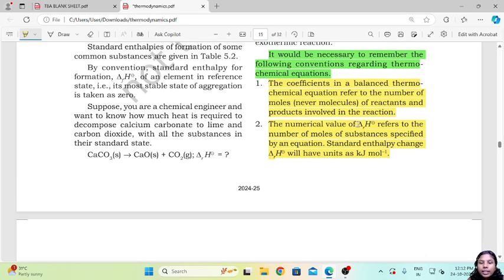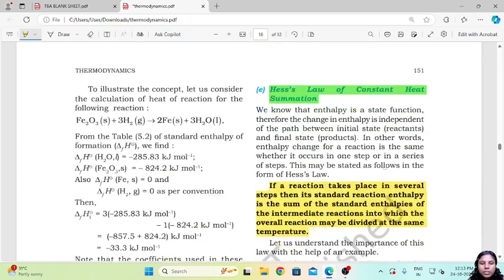Second is that the numerical value of delta rH naught refers to the number of moles of substances specified by an equation. The standard enthalpy change delta rH naught will have units of kilojoules per mole. So here what we are saying is that the numerical value, delta rH naught, refers to the number of moles of substance specified by an equation. The delta rH naught is directly related to the number of moles of substances that are present, and that is given by the unit of kilojoules per mole.